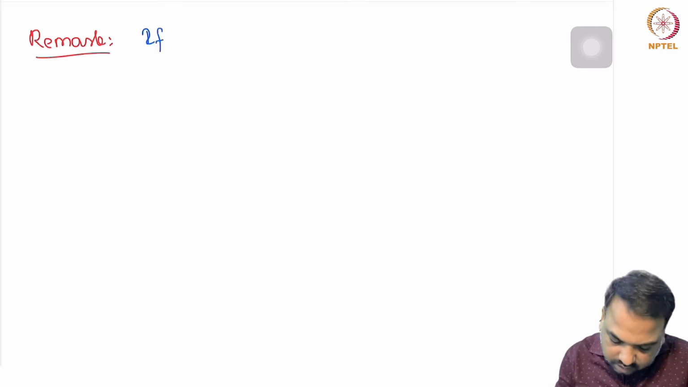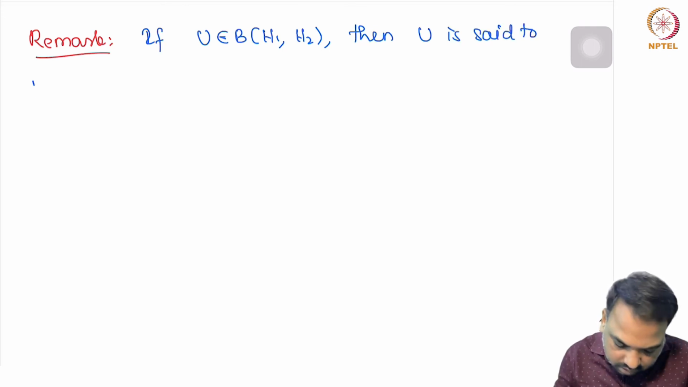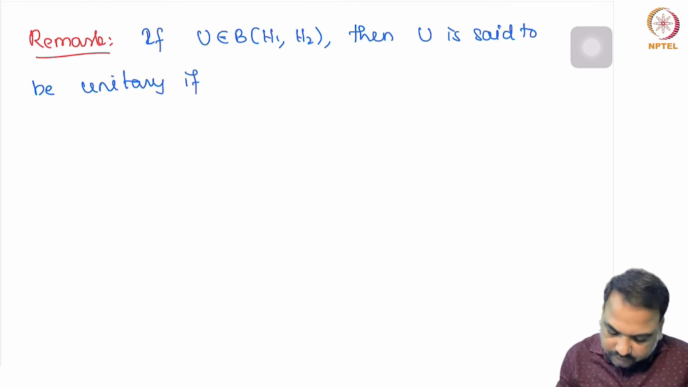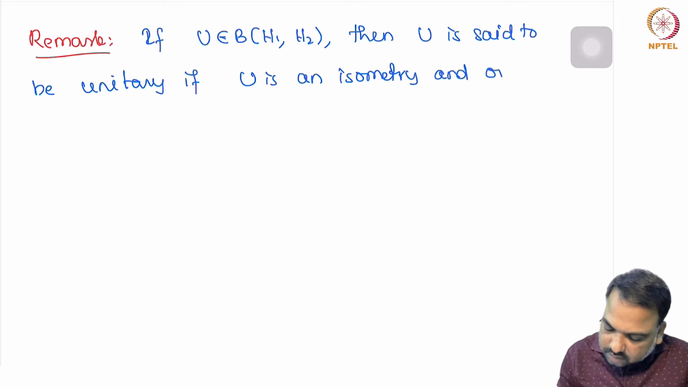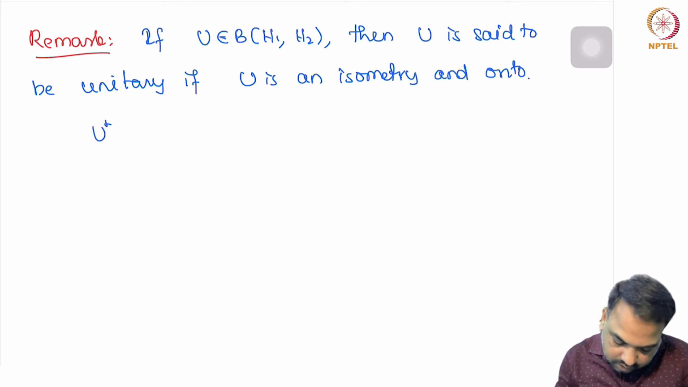If U is a bounded operator from H1 into H2, then U is said to be unitary if U is an isometry and onto. We can define unitary map between two different spaces in this way. So in this case, U star U is identity on H1 and U U star is identity on H2.